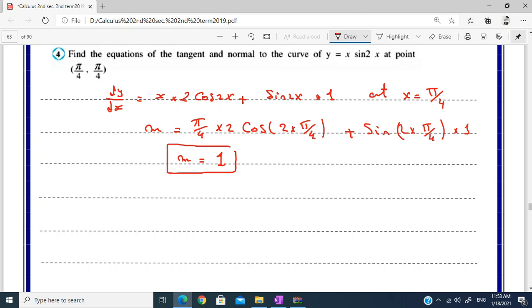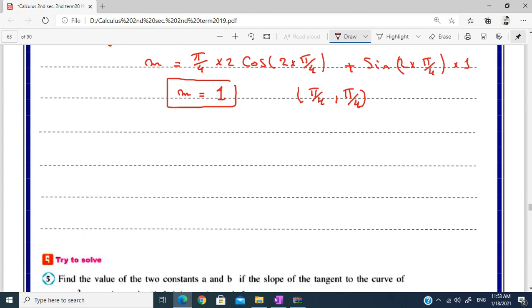And we have the point (pi over 4, pi over 4), so the equation of the tangent will be y minus pi over 4 equals m times x minus pi over 4, with m equal to 1. This is the equation of the tangent.